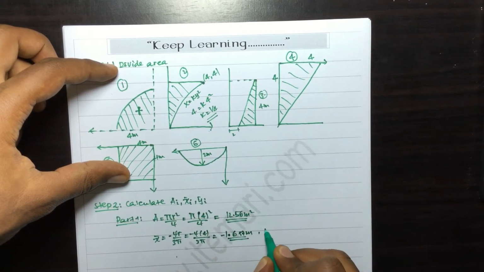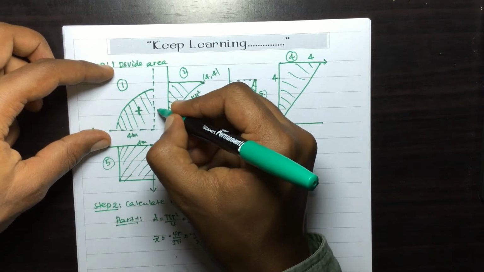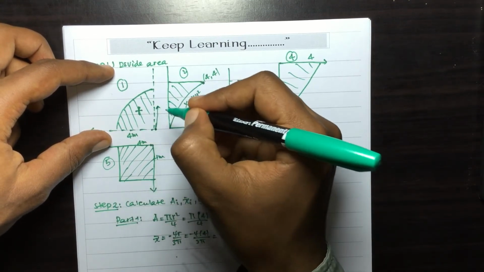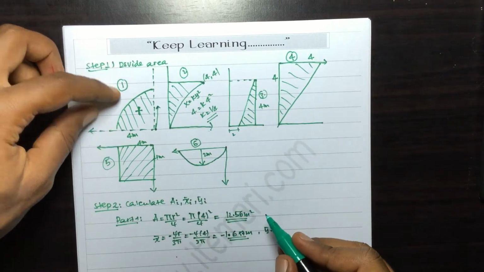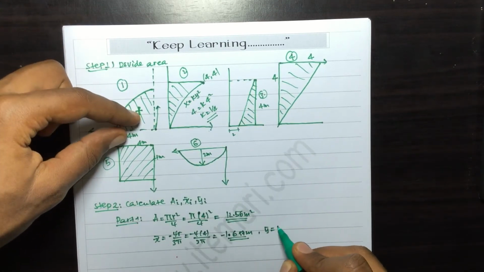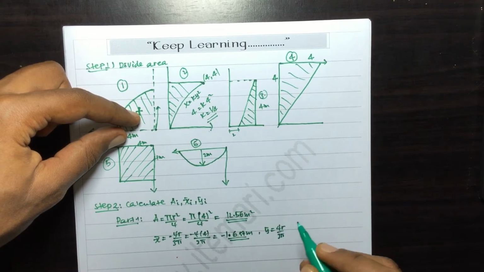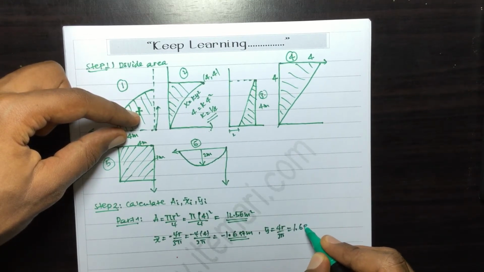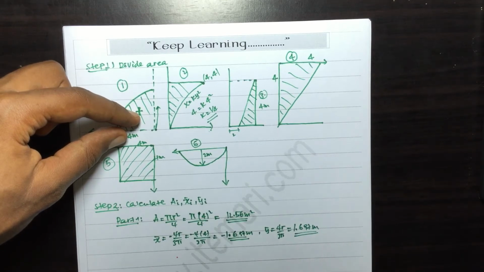And also y bar is equal to, therefore it will be positive 4 over 3 pi. And the same result, but it is positive 1.697 meter.